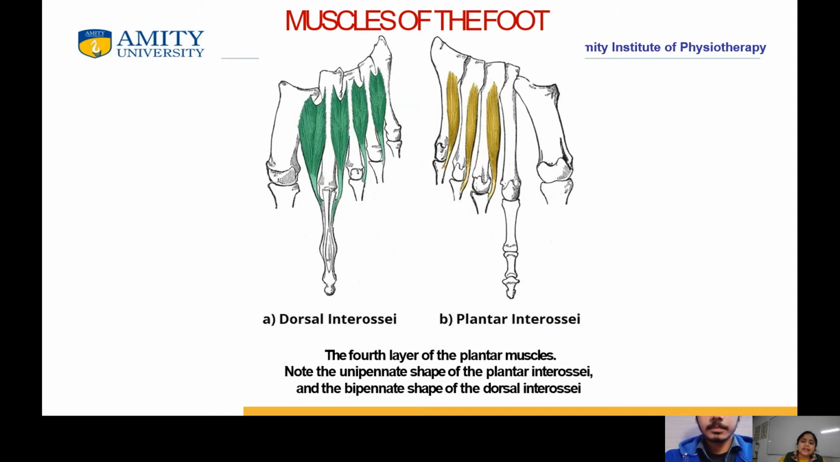Then in the fourth layer of the plantar muscles, we have dorsal interossei and the plantar interossei. Now the plantar interossei are unipennate and the dorsal interossei are bipennate. Because the dorsal interossei have to do abduction, DAB, whereas the plantar interossei have to do adduction. Therefore, they are unipennate.